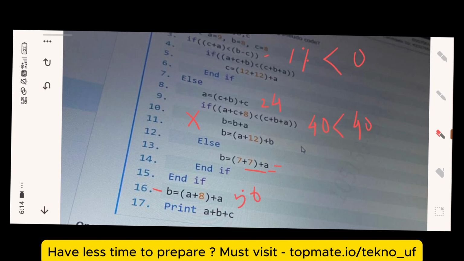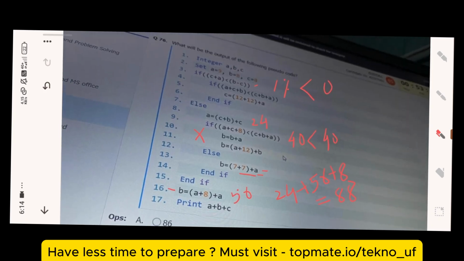So now print the value of A plus B plus C. So value of A was what? Value of A was 24, value of B is 56, and value of C becomes 8. So 24 plus 56 becomes 80. 80 plus 8 is equal to 88, right? So I hope you understood.